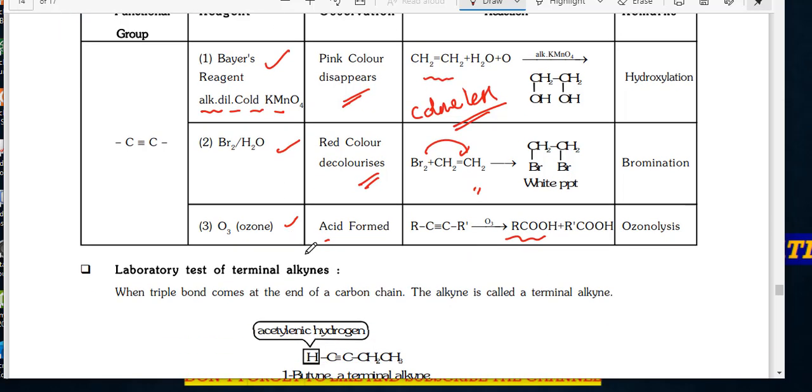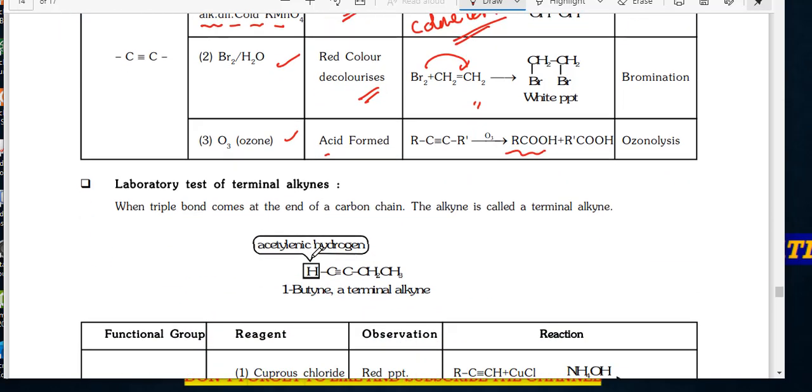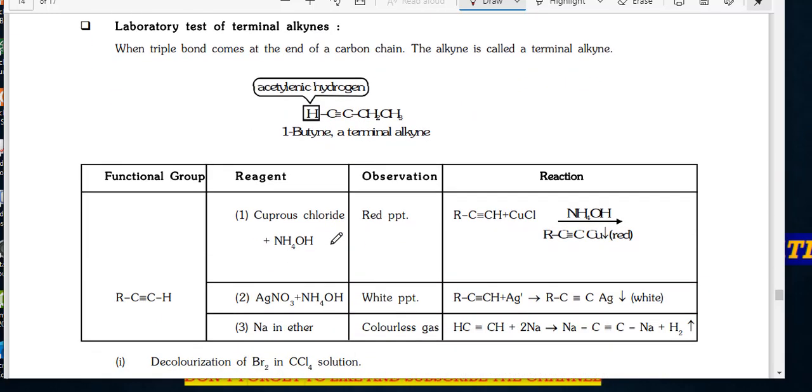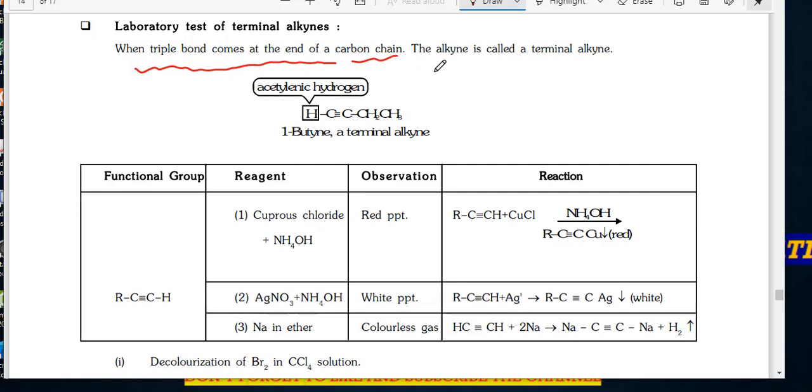Then laboratory tests for terminal alkynes. Among alkynes, when the triple bond comes at the end of a carbon chain, it is also known as a terminal alkyne. The alkyne is called a terminal alkyne, like this. So we know this hydrogen is acidic hydrogen. So it gives the ammoniacal cuprous chloride test. It gives a red precipitate.